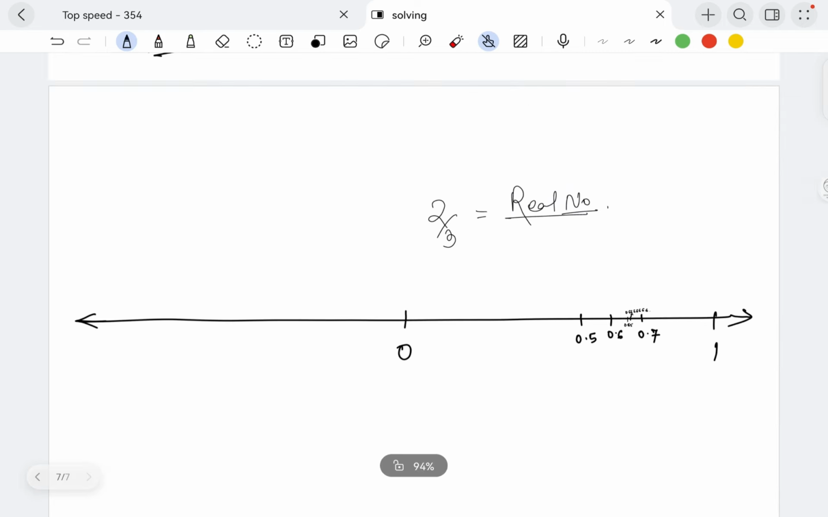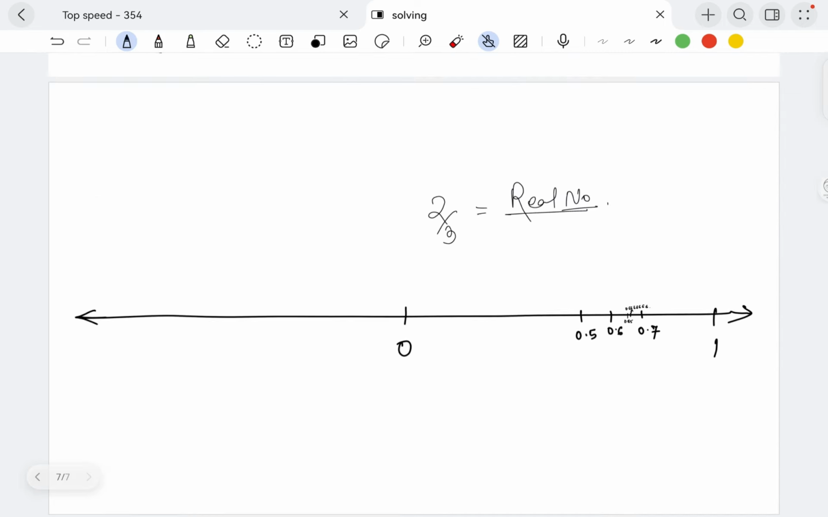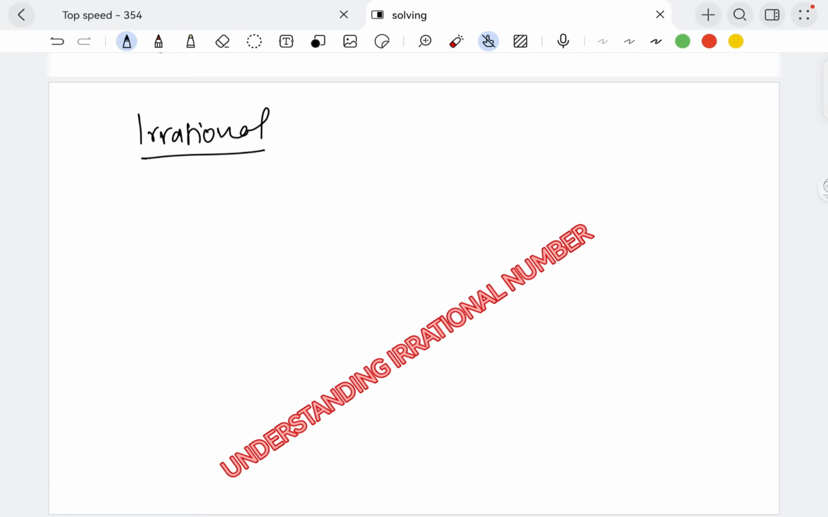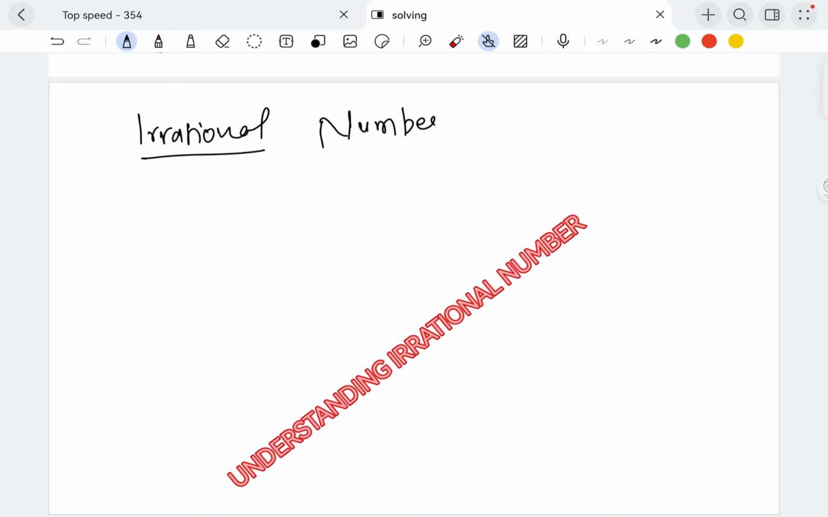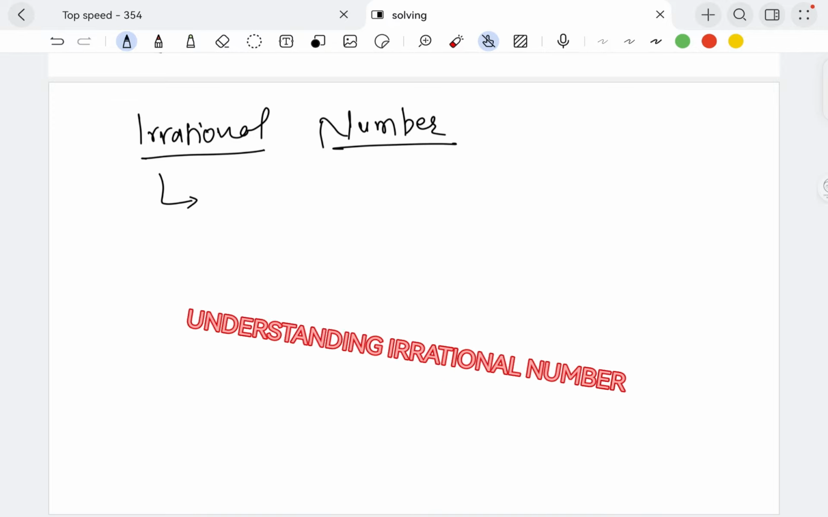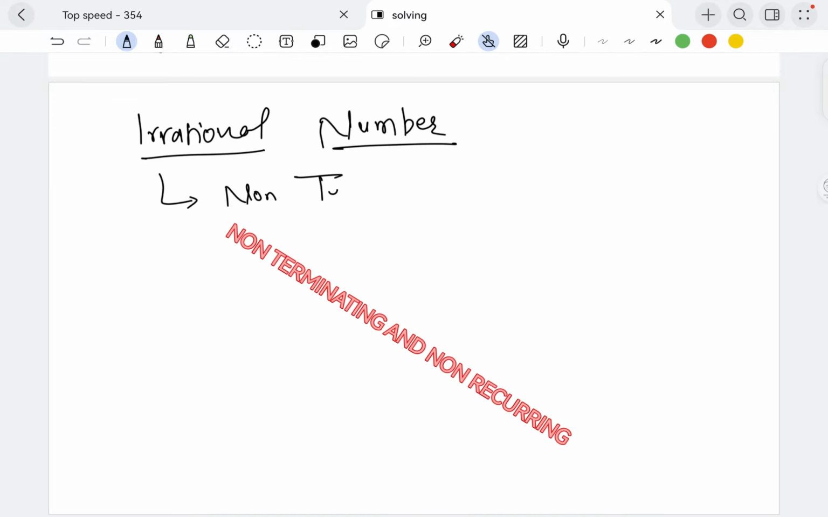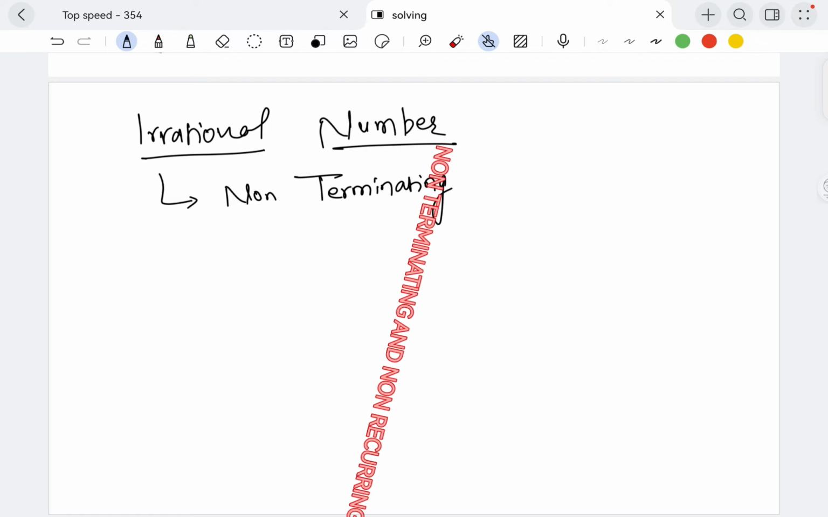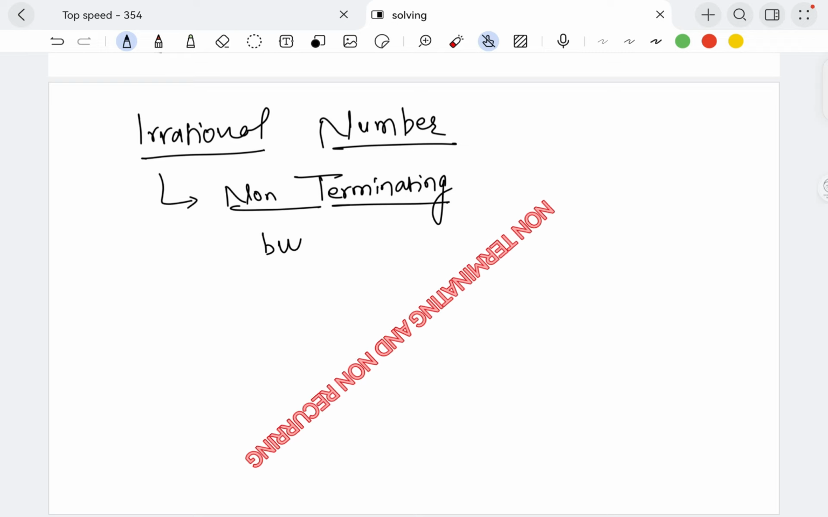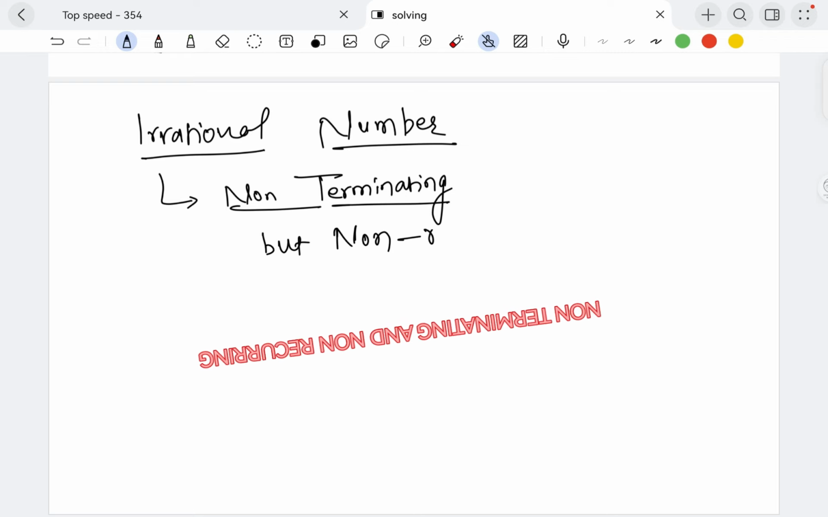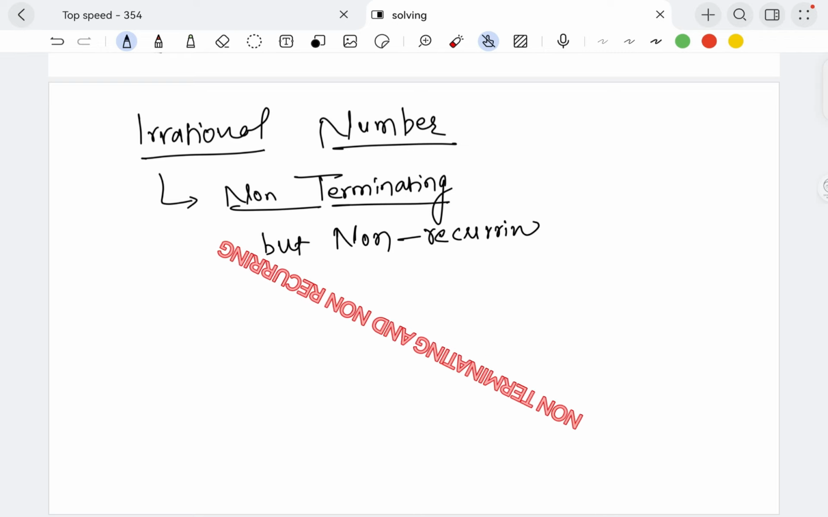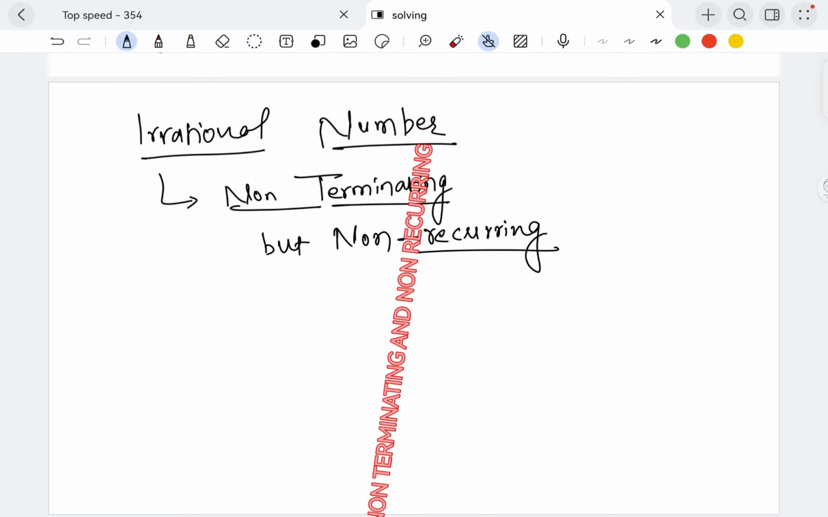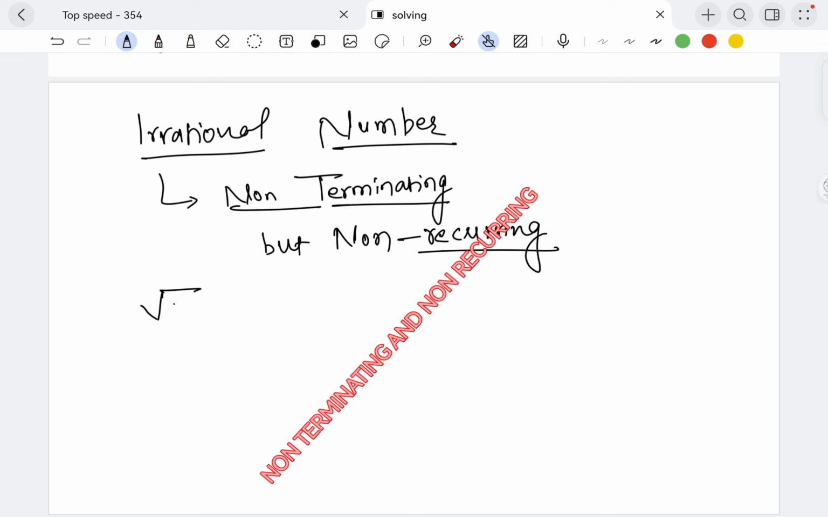Now let us understand what an irrational number is. The definition is simple. It should be non-terminating, of course, just like what we saw five minutes ago. It should be non-terminating, but non-recurring also. I mean, there's no particular pattern coming after the decimal. So first of all it will be non-terminating. Second, it will be non-recurring also, like root 2.